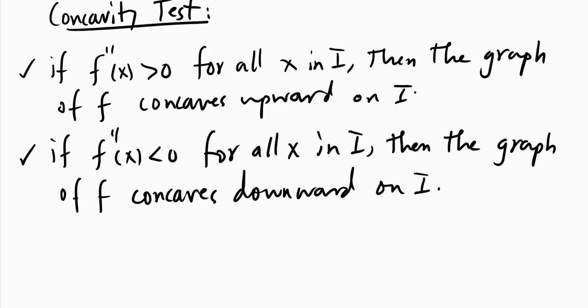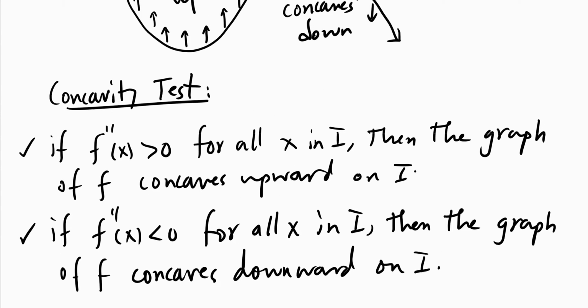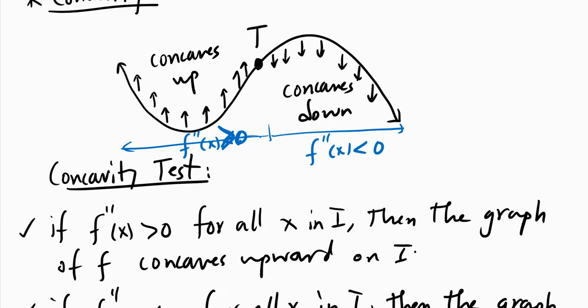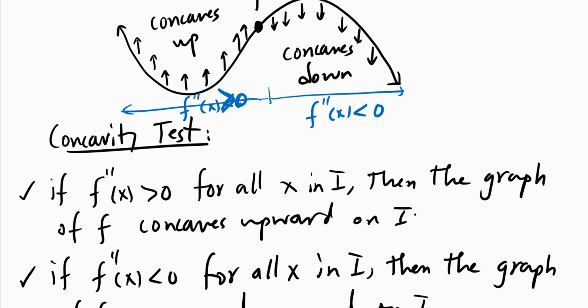That's what the concavity test said. Over this interval here, from here on, that's when the second derivative of x is bigger than 0. And over this, from here on, that's when the second derivative is less than 0. So the concavity test tells us when the graph of the function is concave up and when it is concave down.